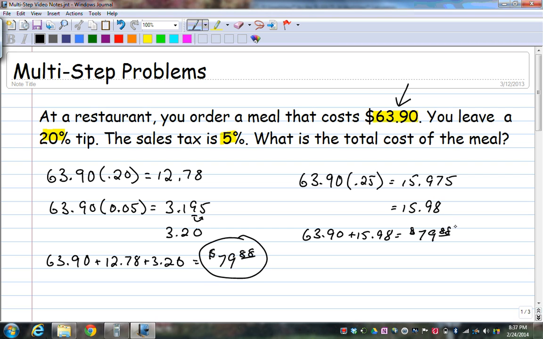Again, this only works when you're multiplying by the same number here, the 63.90. So I'm finding 20% of that, and I'm finding 5% of that. It's the same thing as finding 25% of that. But that's not the case in many of these problems, so be very careful, okay? Okay, next one.